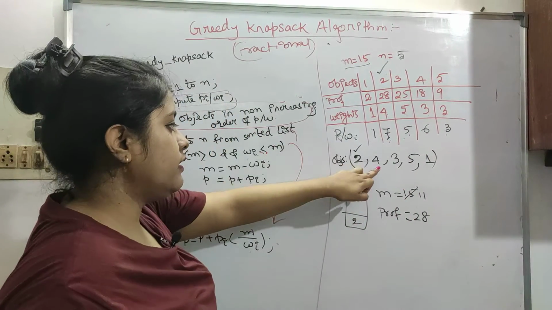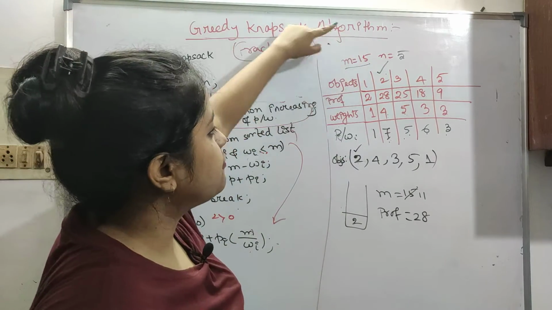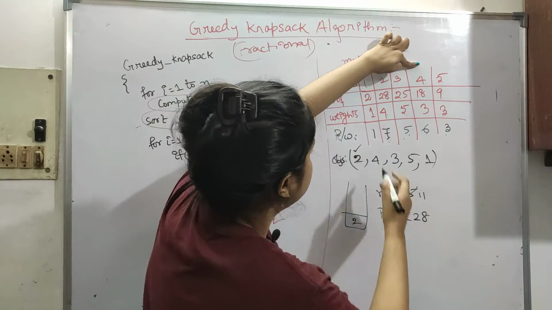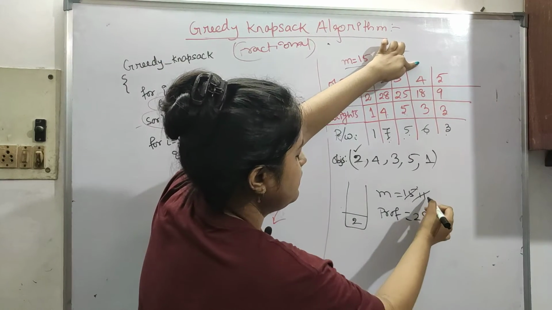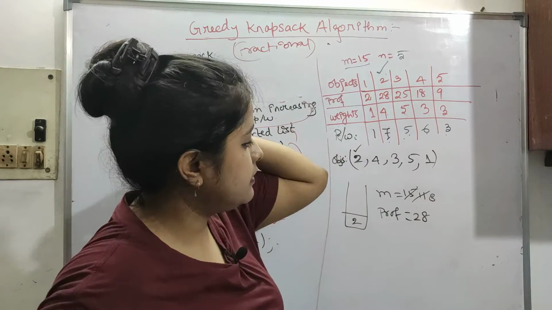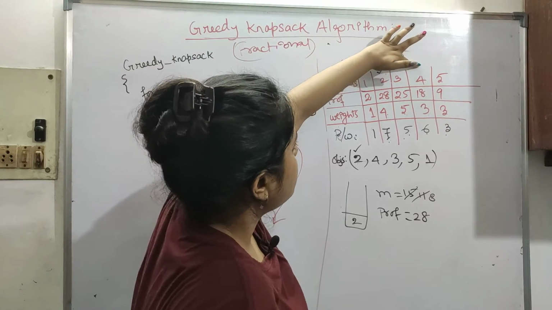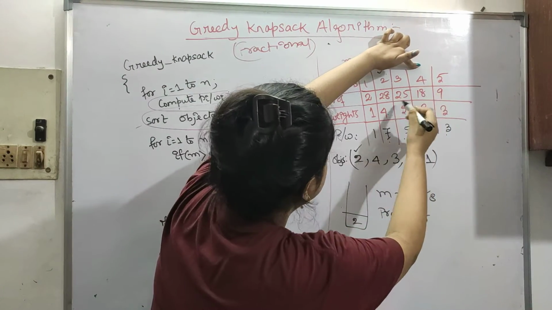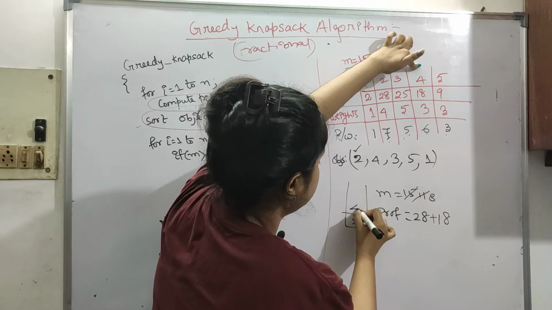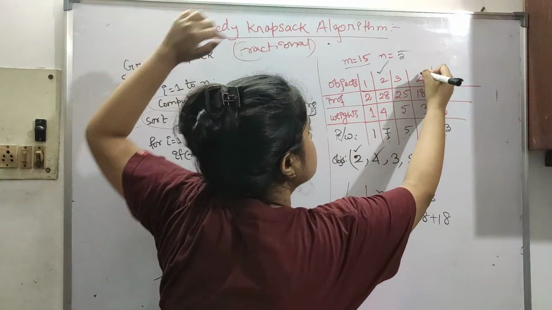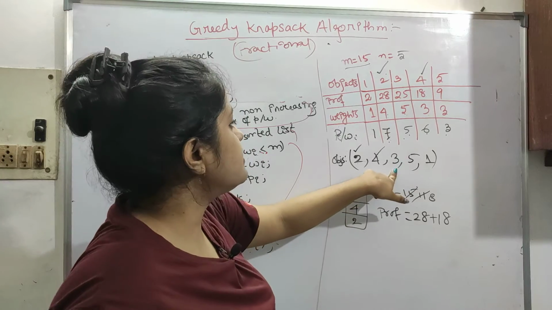Now move on to our next one, object 4. Object 4 has weight 3, which is less than 11. So 11 minus 3 is 8. And its profit is 18. So you have to add 18 and put this over here. This is also done. Now next is 3.